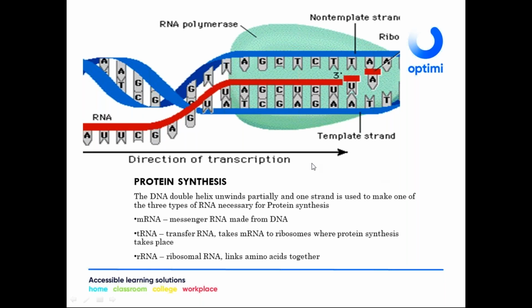These are the steps of protein synthesis. The DNA double helix unwinds, but partially, and one strand is used to make one of the 3 types of RNA necessary for protein synthesis. So we have a template strand, a double helix of a DNA strand. During protein synthesis, it's going to unwind partially, and as it unwinds, one strand is used to make one of the 3 types of RNA necessary for protein synthesis.